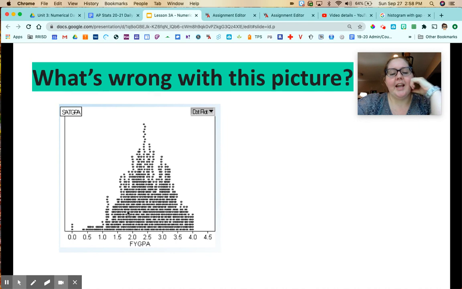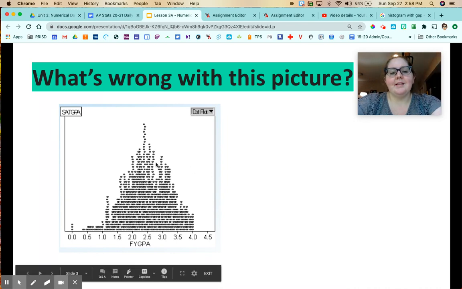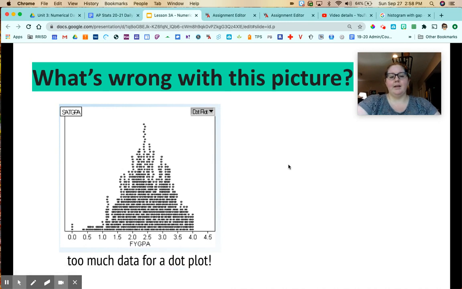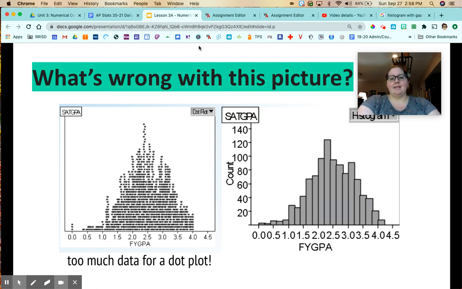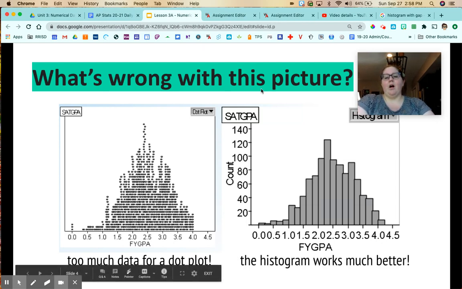Sorry, just kidding. The problem with this is that it's too much data for a dot plot. There's a lot going on here, and it's just not the best representation. Plus, that takes too long to make. Clearly, this was made with a computer program, and if I have access to a computer program, I can probably make a better graph that is a little bit less headachy to look at. So instead, I might make what we call a histogram. A histogram is this type of graph.